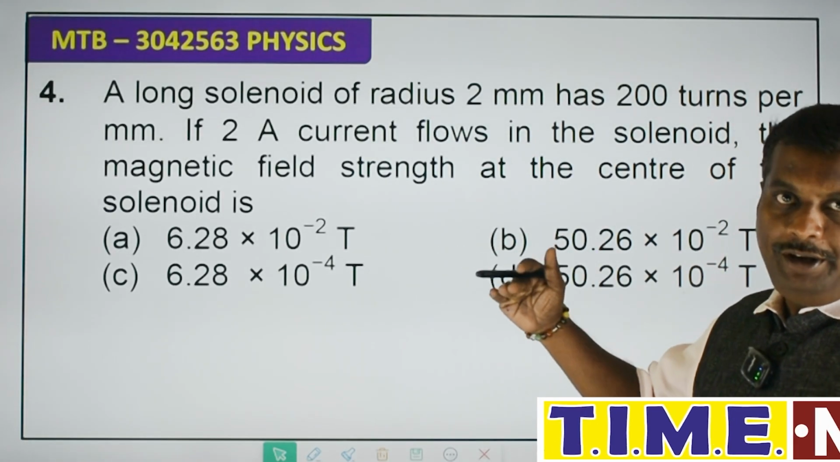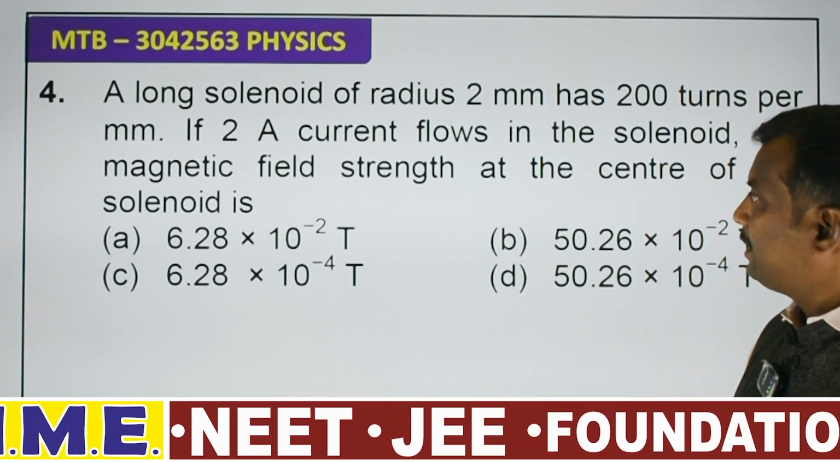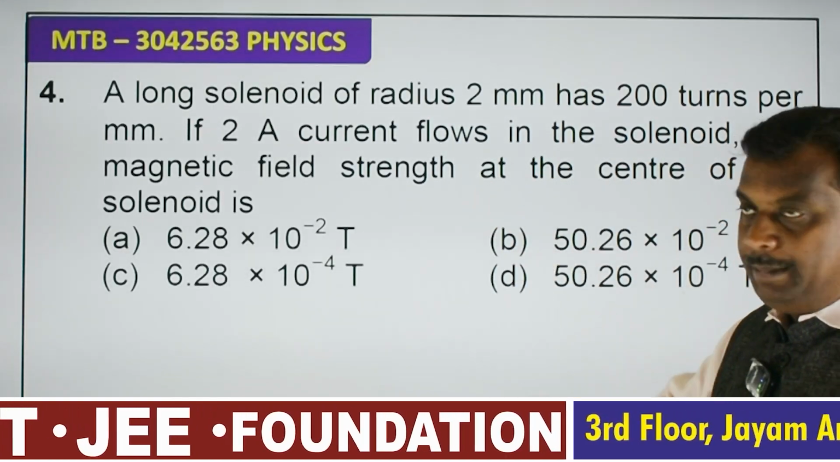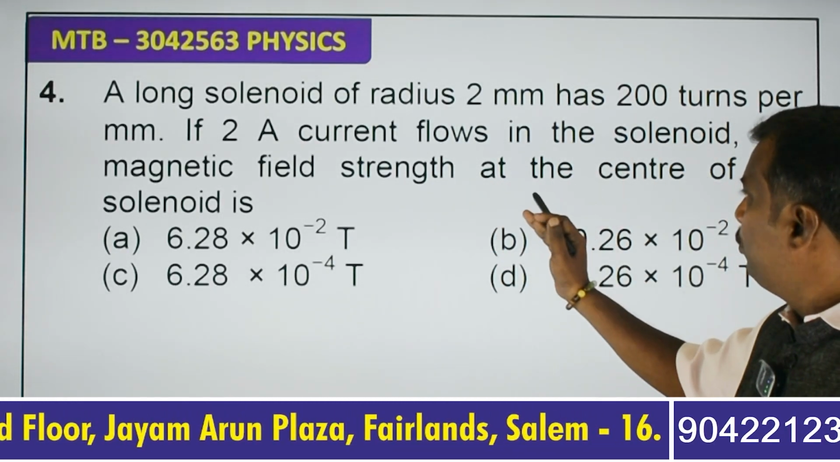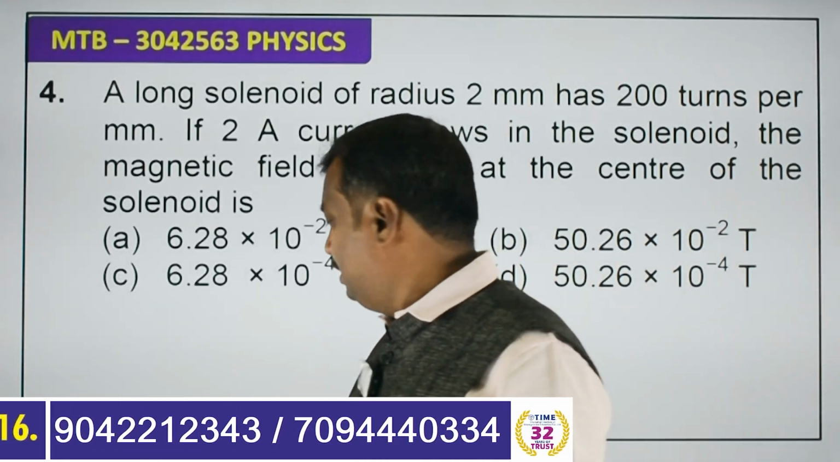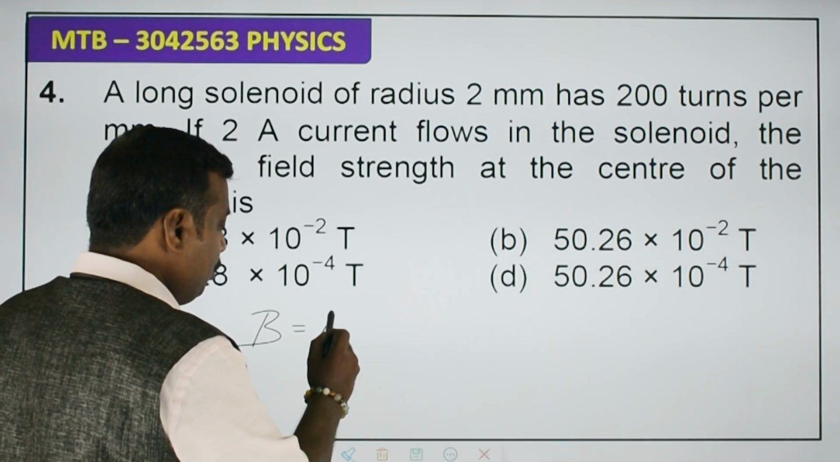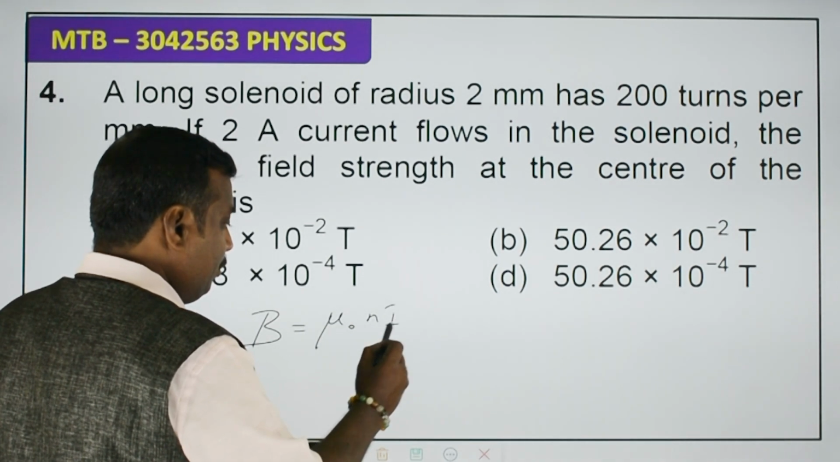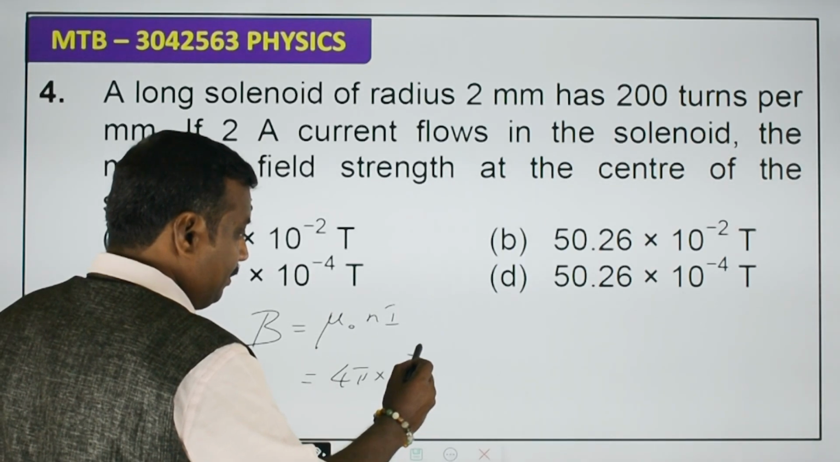Let's go to the next question. You got a solenoid, a long solenoid. The radius is about 2 millimeter and it has got 200 turns per millimeter, right? So 2 ampere current is flowing in the solenoid. What is the magnetic field at the center, they have asked. Not at the axis, at the center. So B is equal to mu naught into n into I. So mu naught is 4 pi into 10 power minus 7.